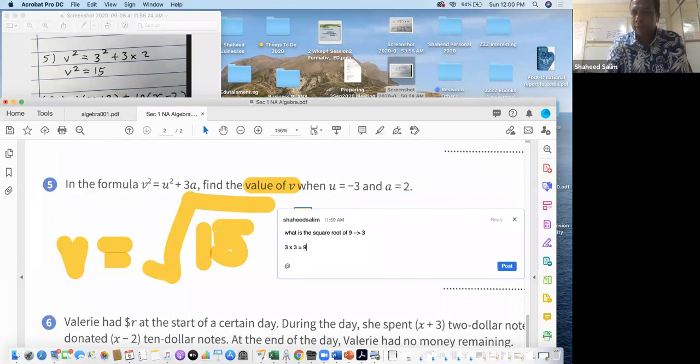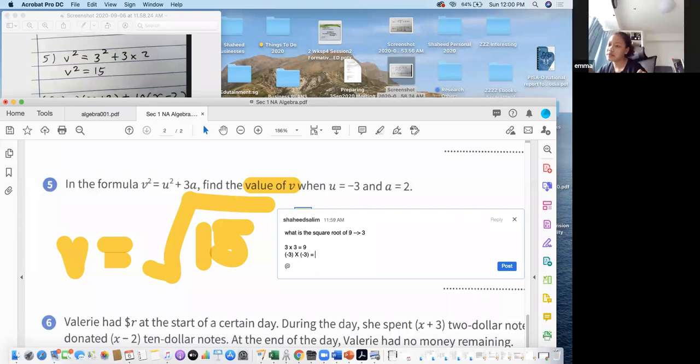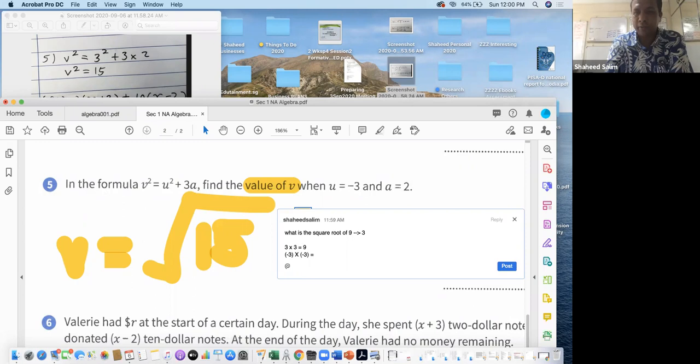Agree, yeah? But negative 3, I just put down negative 3 times negative 3, what does it equal? Negative? Are you sure negative? Negative times negative? 9. So can you see the square root of 9 can be positive 3, can be negative 3. So this means, down here, you have to write 3 or negative 3. You understand?